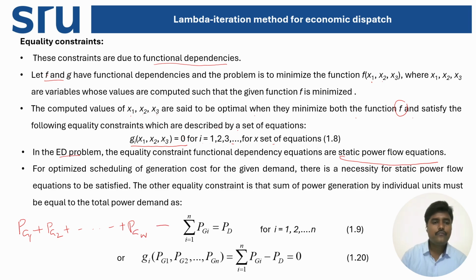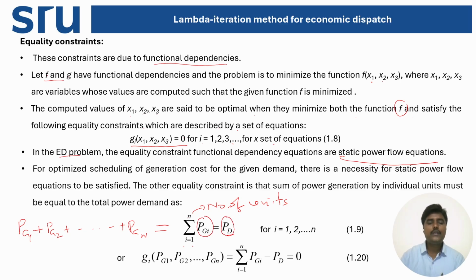So the sum of all the individual power outputs of each and every unit can be expressed as summation i equals 1 to n, where n is called the number of units. That should be equal to the power demand. So as a whole, I can say the total power generation should be equal to the total power demand.